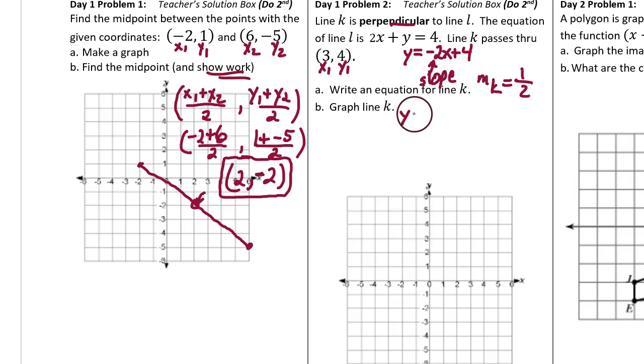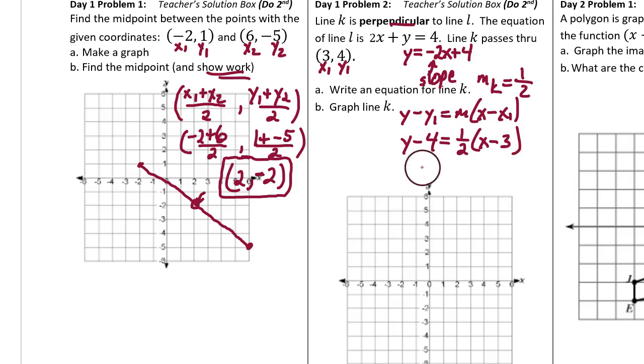So here is our formula we're using. Y minus y1 equals m times x minus x1. I've encouraged you several times this year to put this on a note page so you have it on Friday. Now make the appropriate substitutions. For y1, fill in 4. For m, fill in 1/2. For x1, fill in 3. There's our equation. Now in part B, we can graph the line.